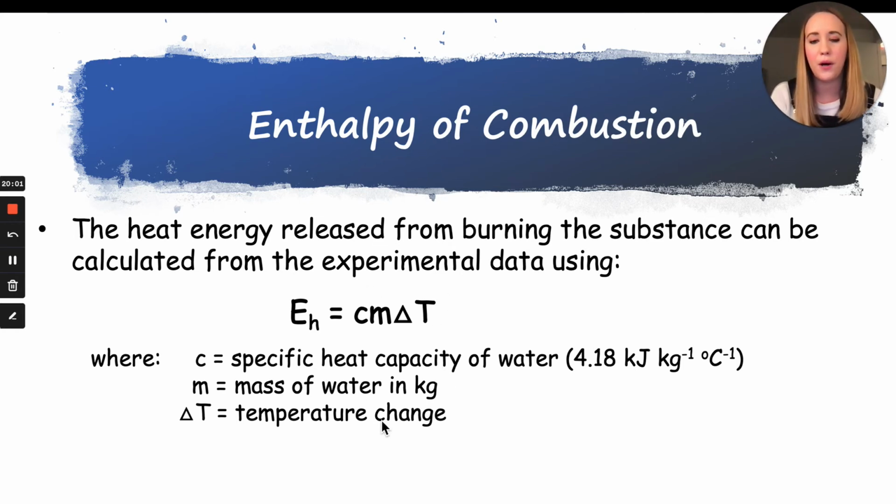Okay, and then the final part is delta T, so the temperature change, and that will either be worked out for you in the question, or you'll have the start and end temperature in order to work it out yourself. Okay, so at Nat 5, this was all we did. We took the data from the experiment, we put it into this equation, and we worked out the value for the heat released. And that was for whatever quantity of fuel was burned in the experiment that was done.